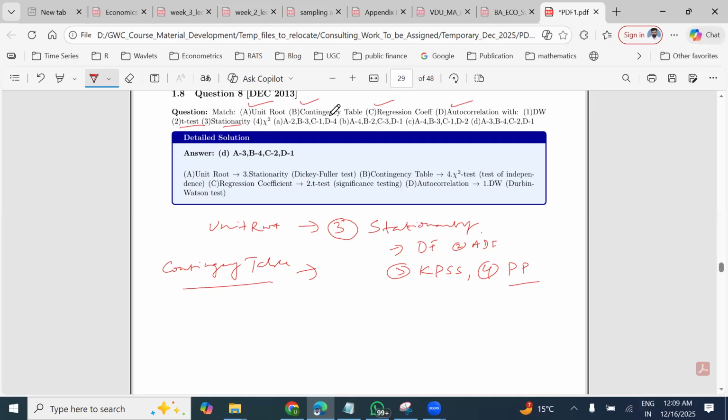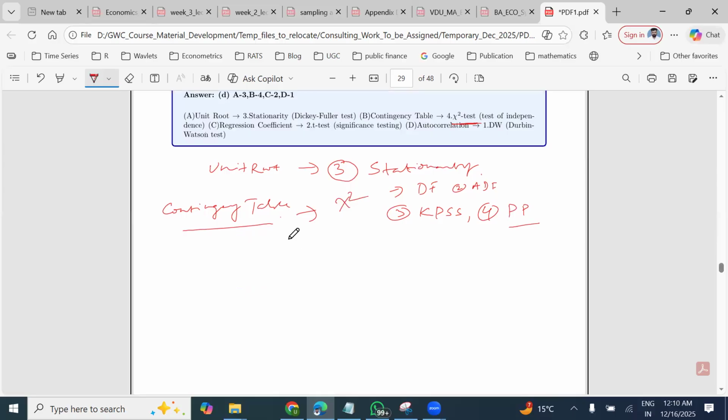But remember the contingency table when it is there. The second option was the contingency table, so it will be the fourth, chi-square. This is called chi-square, because the chi-square test is a test of independence. Please remember this: contingency table means chi-square. I will explain what a contingency table is; that is also very interesting. We will do one chi-square test.